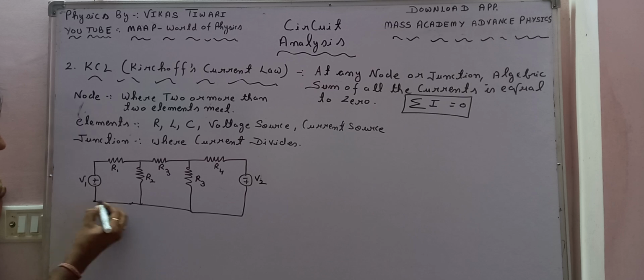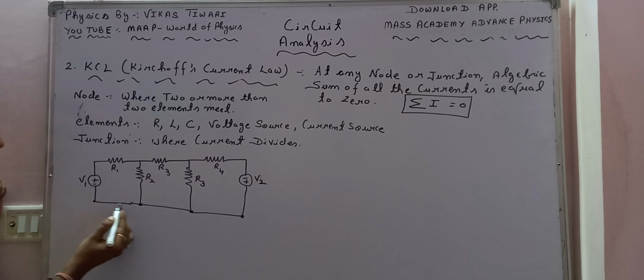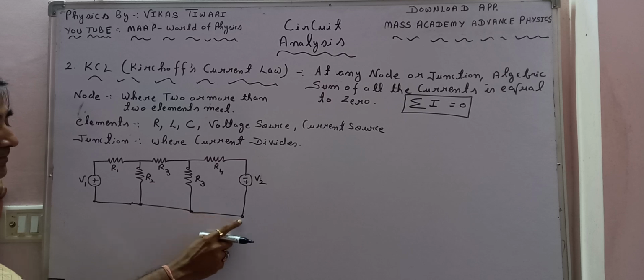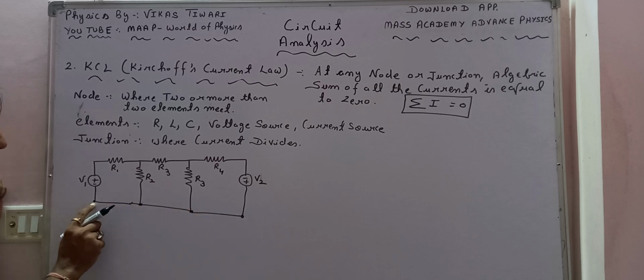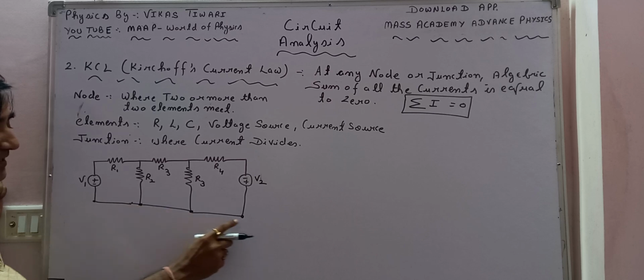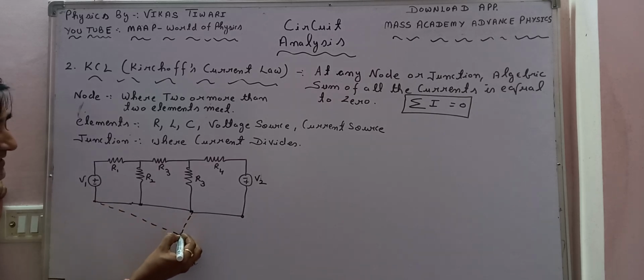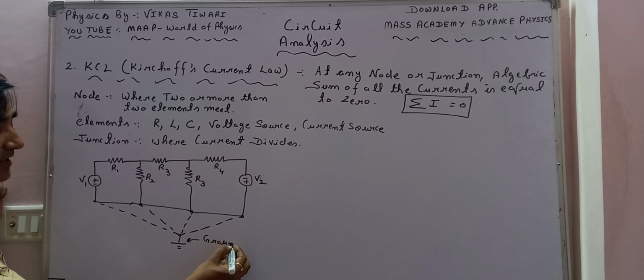These are the reference nodes. They are not different nodes but the same point, as I told you in the previous lecture. These are equipotential points, meaning the potential of each point is the same, so the potential difference between them is zero. So they are considered a single node, called the ground or reference node.